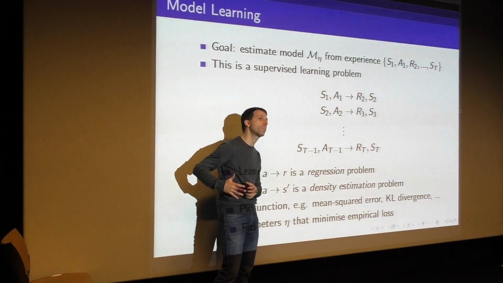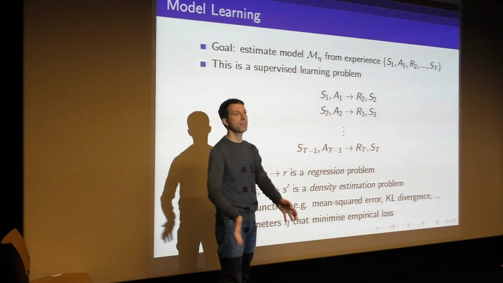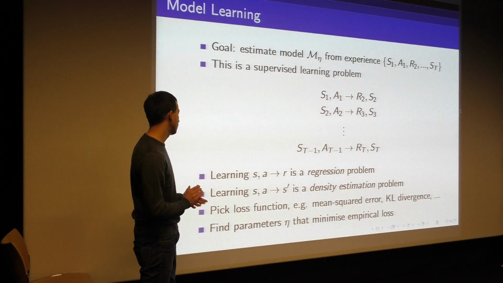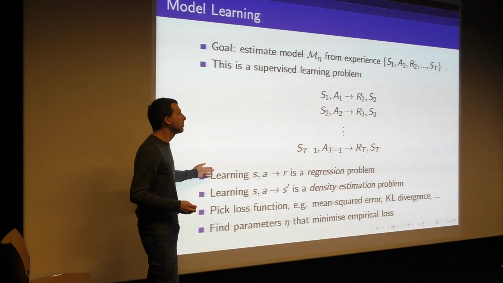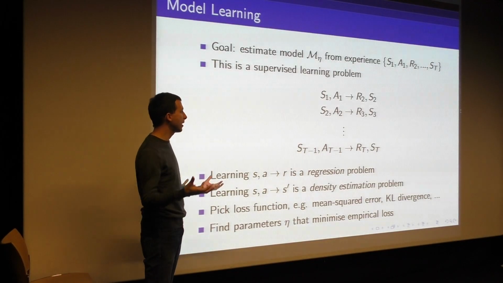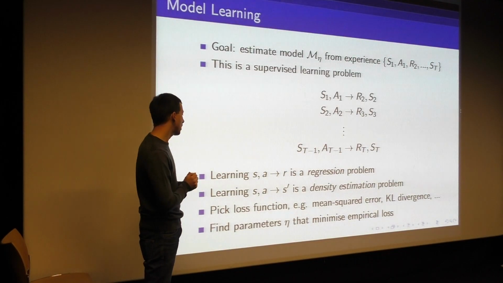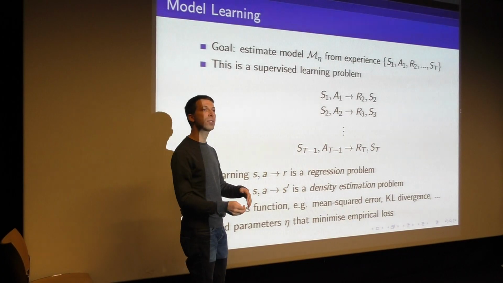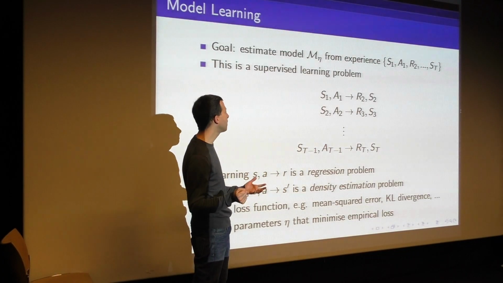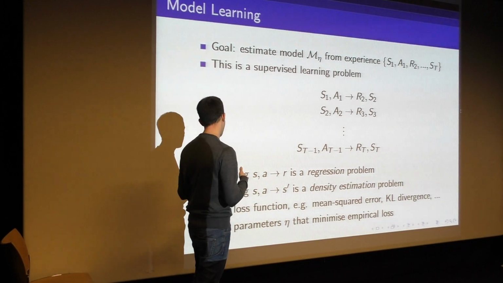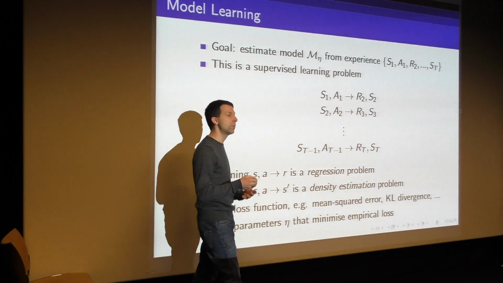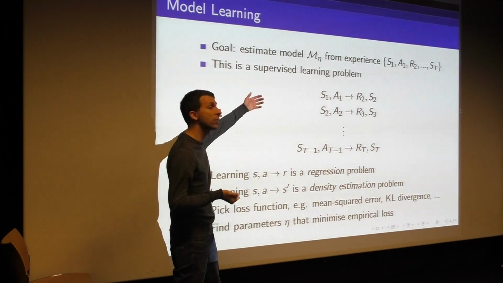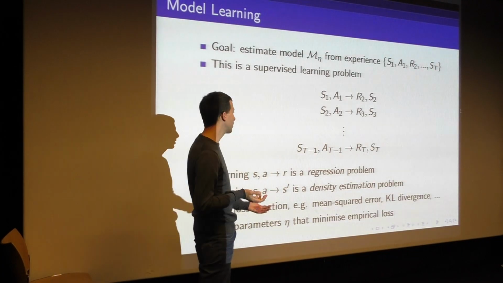Like maybe there's a 30% probability the wind will blow me left, 70% probability the wind will blow me right, and I want to estimate this whole density. And so we can transform the model learning problem into two types of supervised learning, and then pick appropriate loss functions for these things. So if you're doing regression, you might choose to optimize for mean squared error. If you're doing density estimation, you might choose to optimize for KL divergence, like make your distribution as close as possible to the empirical samples you store.